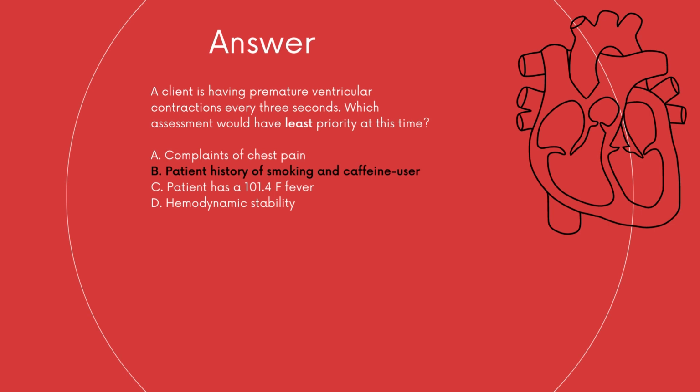The answer I have come up with here is B, patient history of smoking and caffeine. Even though this is important to know in the history, in the midst of a potential incident, it's not as important to know. The patient seems symptomatic in option A. The patient shows another potential cause of the PVCs in option C. And then hemodynamic stability, like I said, is always important.